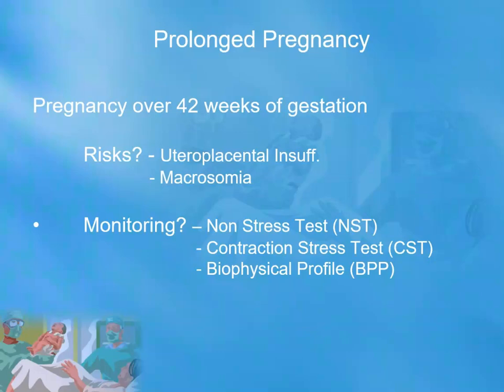Prolonged pregnancy is pregnancy over 42 weeks gestation. There's risks involved: uteroplacental insufficiency, macrosomia, really, really big baby. The longer they stay in and bake, the bigger they grow. And remember, they gain most of their weight at the end of the pregnancy.